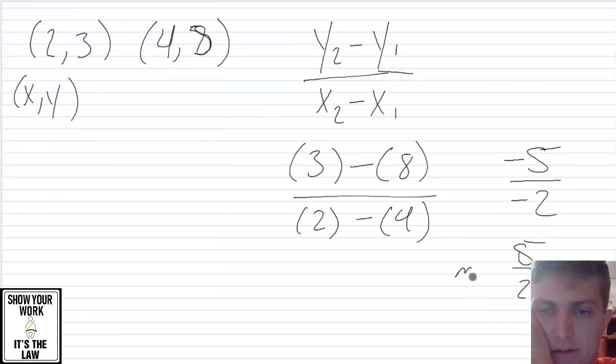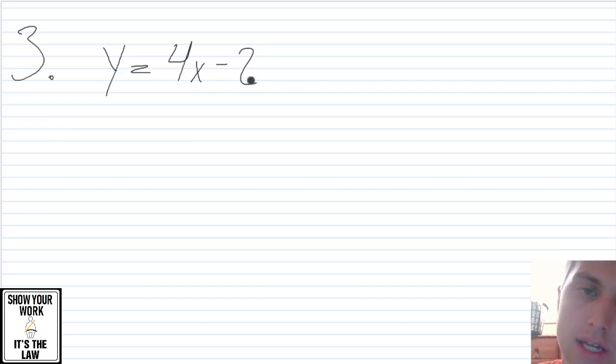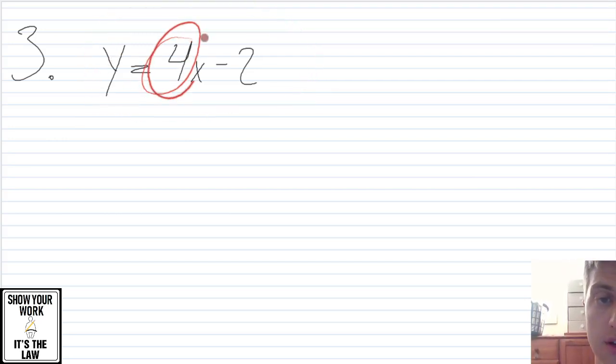Okay, now, final example. Example 3. What if they give us the equation of a line? y equals 4x minus 2. How do we figure out the slope? Now remember, equations of a line just give us instructions for how to graph a line. Now, I'll tell you right away. Our slope is found right here. It's the coefficient on the x. So we know that our slope of this line is going to be 4.